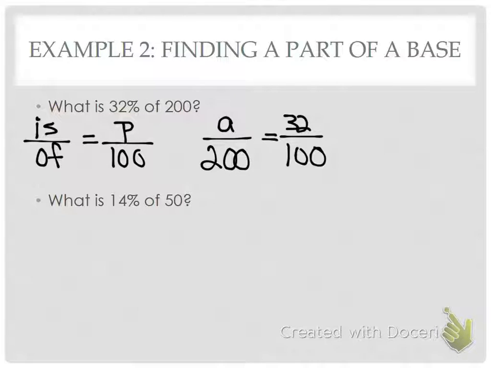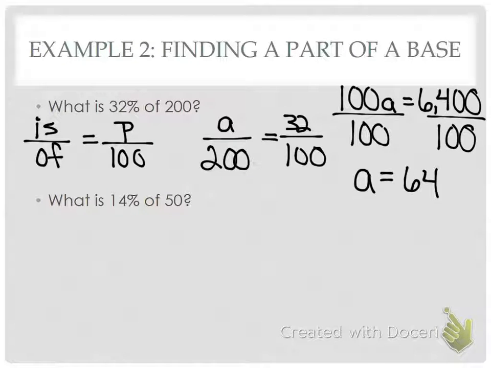All right, so 100a equals 6400. Divide both sides. Did you get 64? Yep. All right, very good. Okay, now set up the second one. What is 14% of 50? So plug in the numbers where they go. Use your keywords, and then do your cross products and solve.